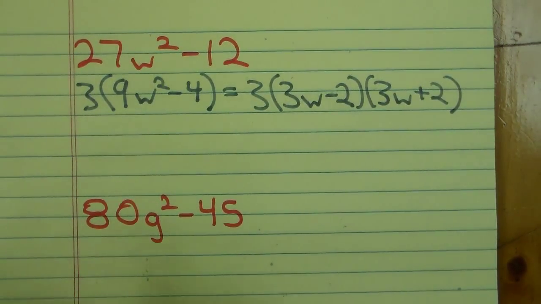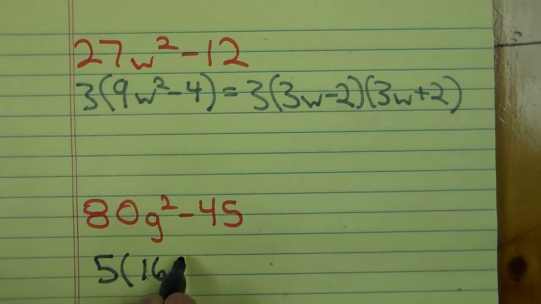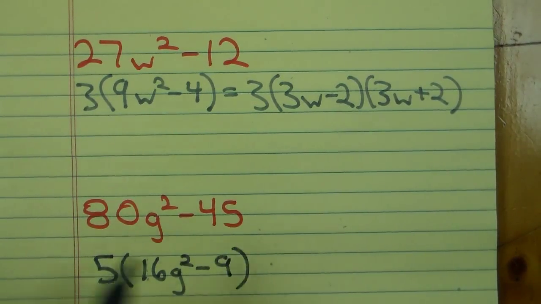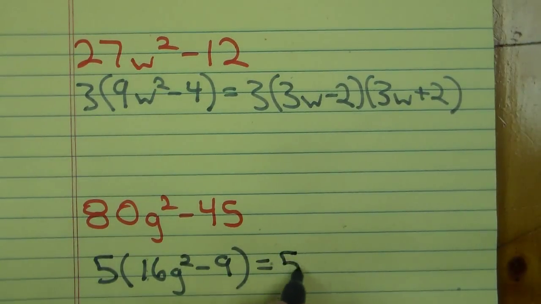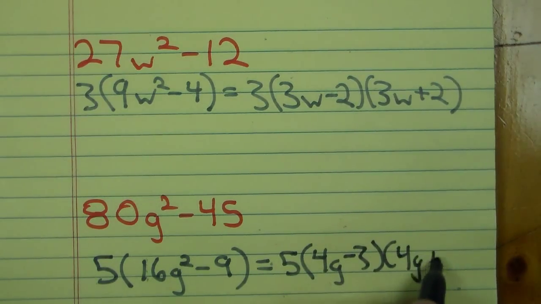80g squared minus 45. It is two terms. I'm looking for a difference of two squares, but I cannot look at perfect squares with 80 and 45. So I'm going to factor out a 5. This is 16g squared minus 9, which suddenly looks a lot nicer. It's going to be 5 times 4g minus 3, 4g plus 3.